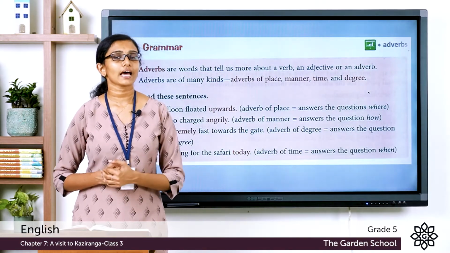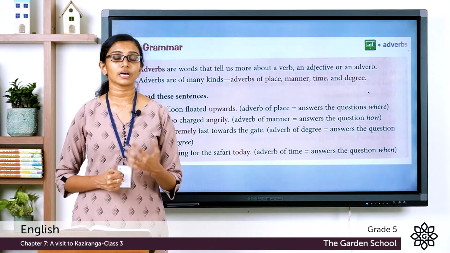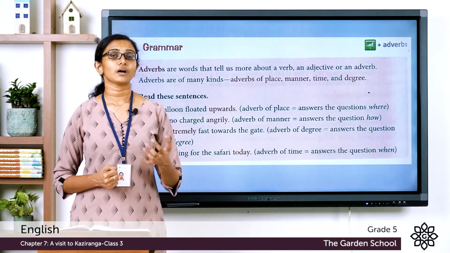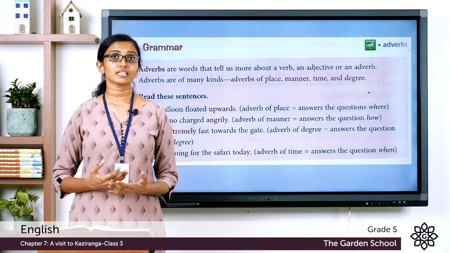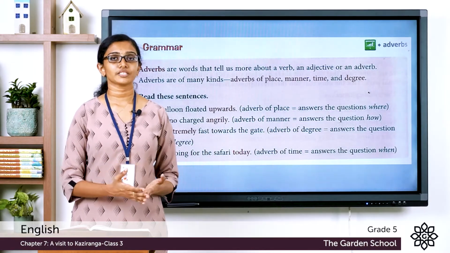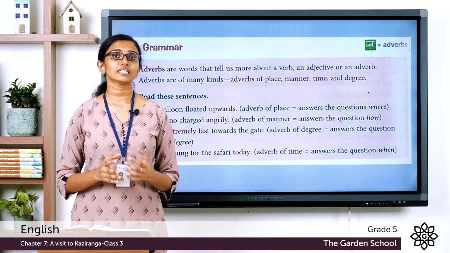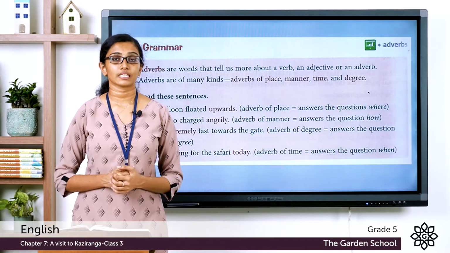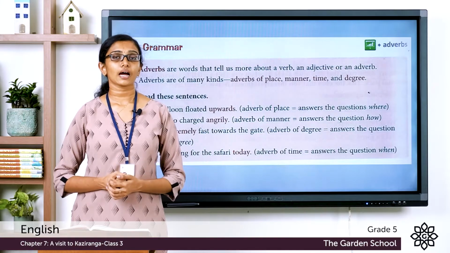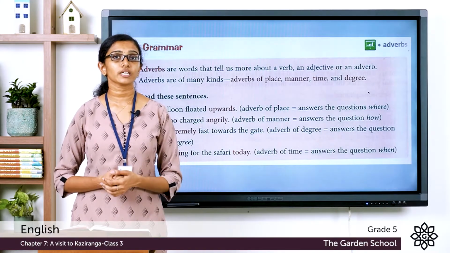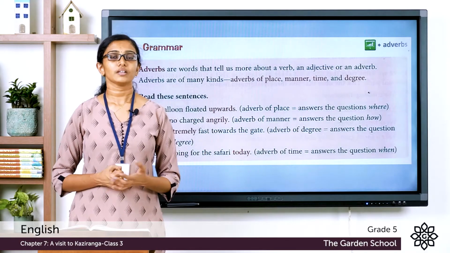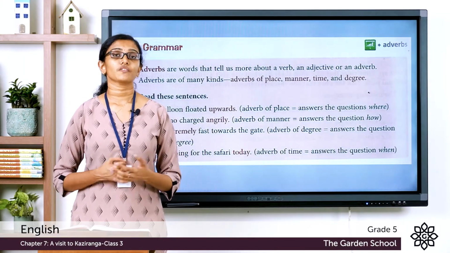What do you mean by an adverb? An adverb is a word that modifies a verb, an adjective or another adverb. It tells us more about a verb, adjective or an adverb. And there are different types of adverbs. There are adverbs of place, adverbs of manner, adverbs of time, adverbs of degree and adverbs of frequency. Now let's see what are adverbs of place.